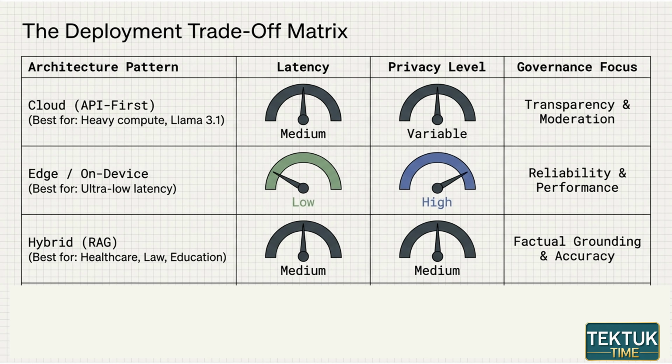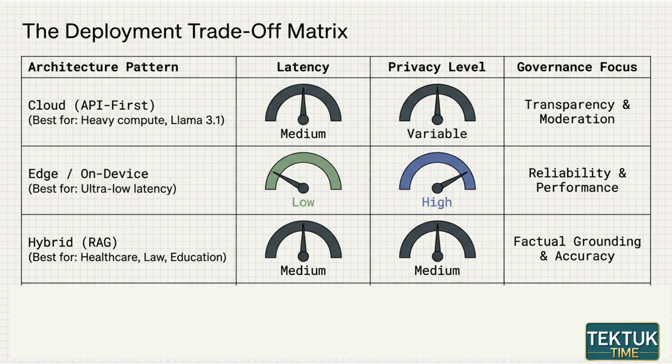If you deploy via the cloud, you get heavy compute for massive models like Llama 3.1, but privacy is highly variable. If you move to the edge, or on-device, you get ultra-low latency and incredibly high privacy, making it highly reliable. Hybrid, using RAG, offers medium latency and privacy, but heavily excels at factual grounding. And batch processing? Well, it's slow, with high latency, but it allows for high-volume oversight and auditing. You absolutely have to match the architecture to your specific use case.